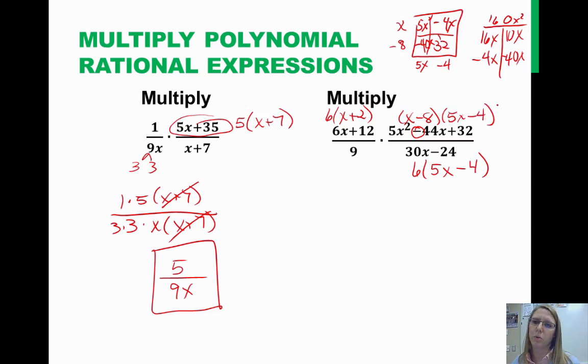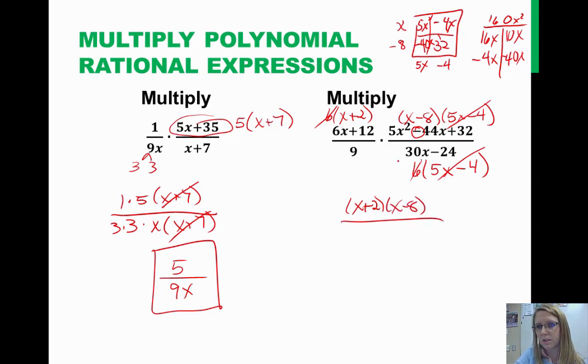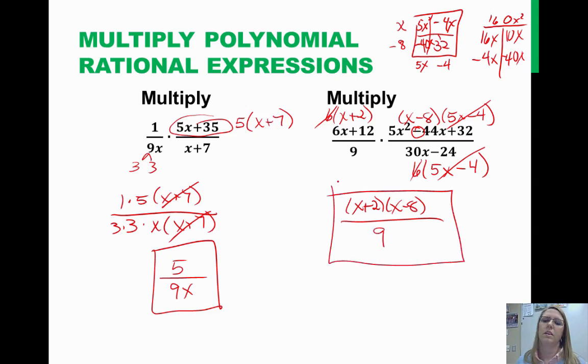Now, let's simplify. What can we cancel out? Well, we can cancel out this 6. We can cancel out this right here. And what are we left with? If we multiply straight across, we have x plus 2, x minus 8, over 9. And there's nothing to multiply over here but a 1 now, so it's going to be a 9 on the bottom. So our final answer on this, in factored form, is x plus 2 times x minus 8 over 9.